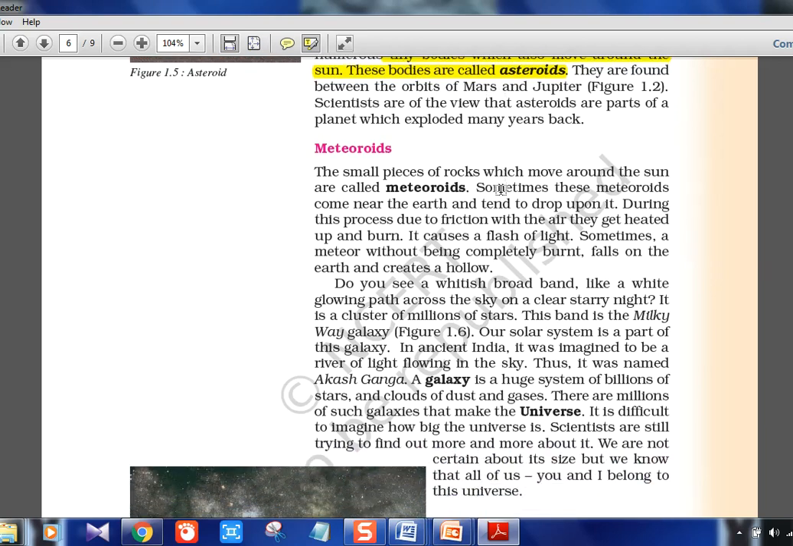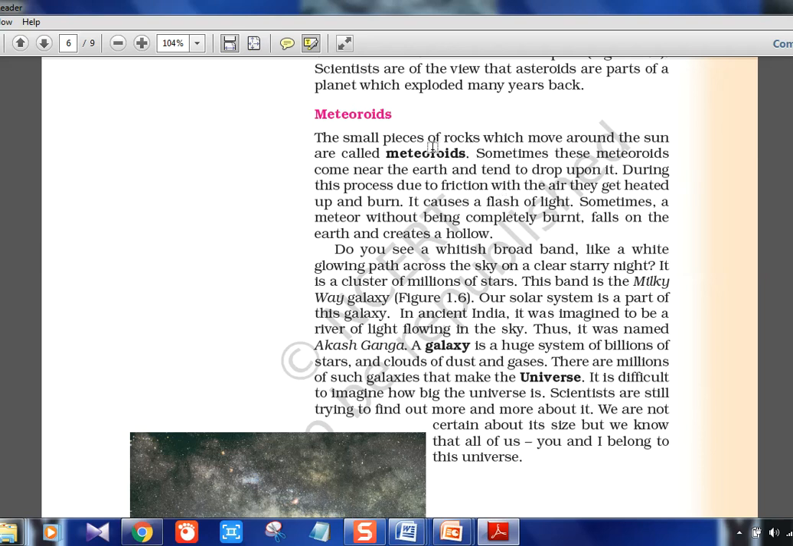Meteoroids: there are confusing things actually. There are meteors, there are meteoroids where there is a D, and meteorites where there is a T. Three things are there. I'll just write it here.